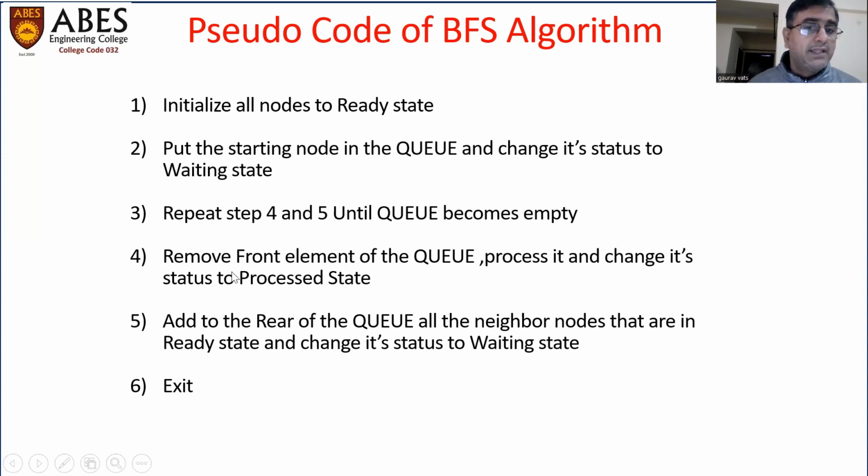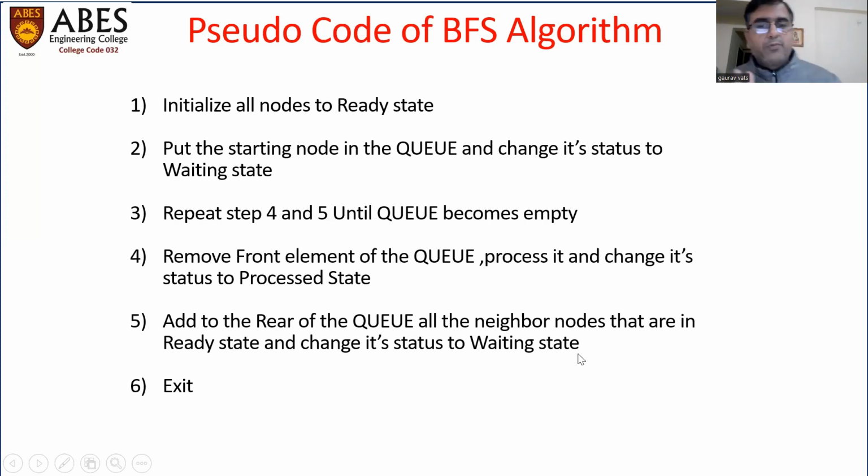and change its status to process state. This is my third state. Just like the first one was the ready state, the second one was the waiting state, and after processing, we are getting the third state that is called process state. Now, just after the fourth step, we'll get to the fifth step. The fifth step is saying add to the rear of the queue all the neighbor nodes that are in ready state and change their status to waiting.